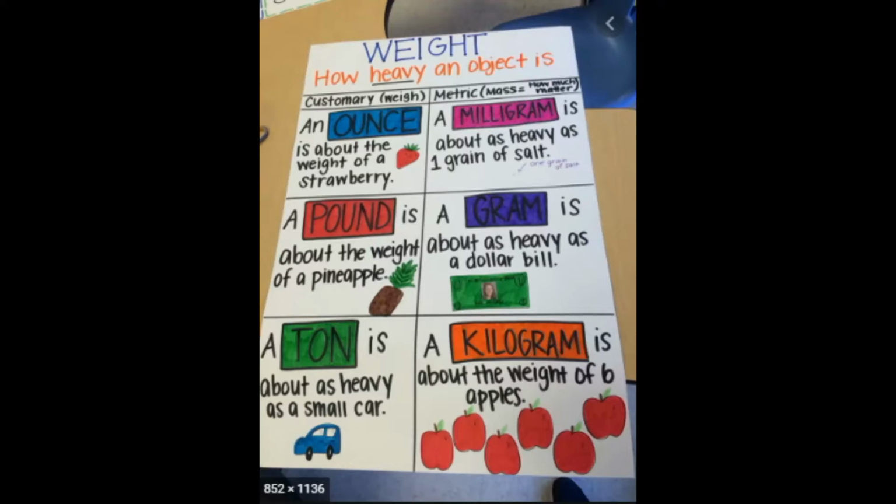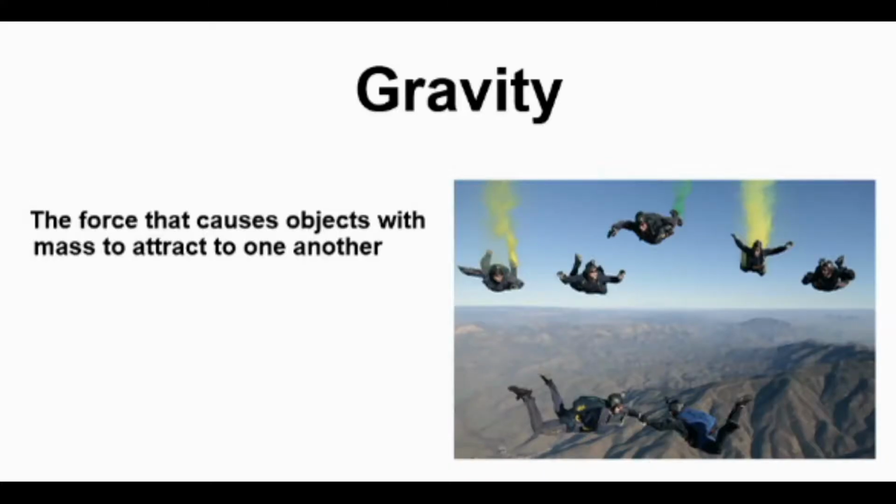If you go to the moon, your weight is less because there is less gravity to pull you down. And that's how a scale works that you get weight on: gravity is pulling you down on that scale, and that scale is registering how much you weigh. We weigh things in ounces, milligrams, grams, pounds, tons, kilograms, all sorts of ways we weigh things.